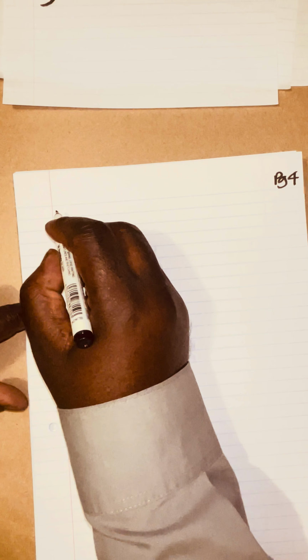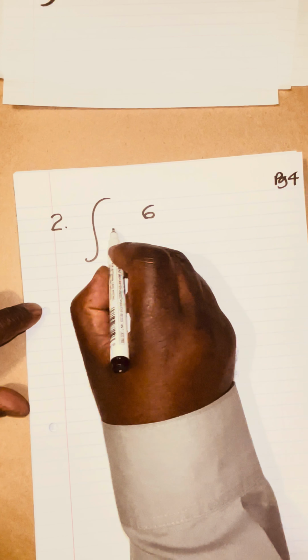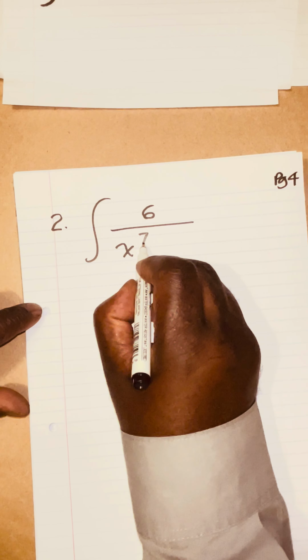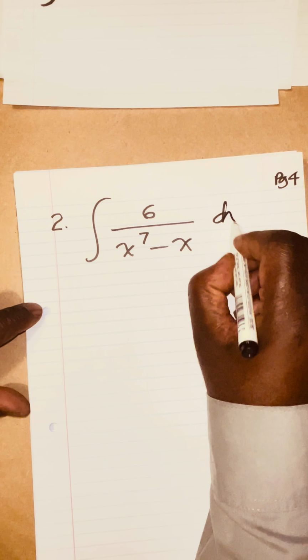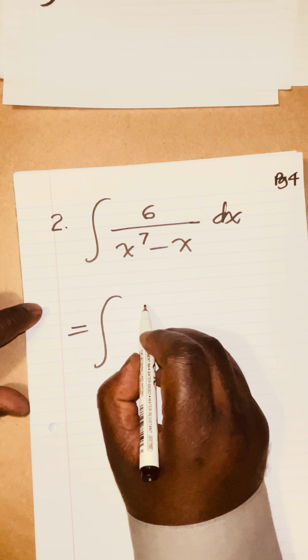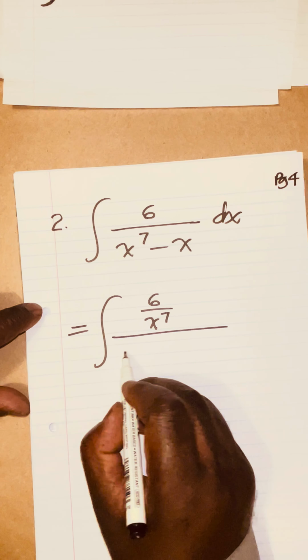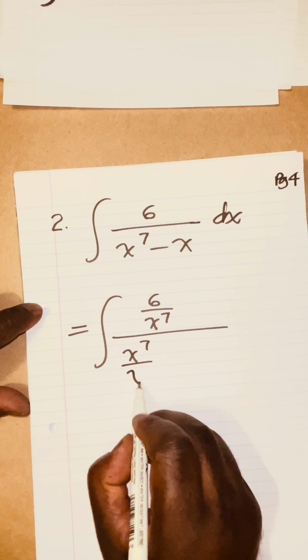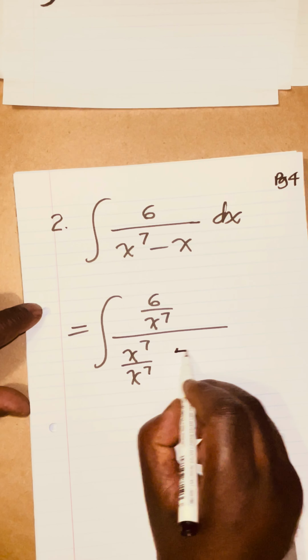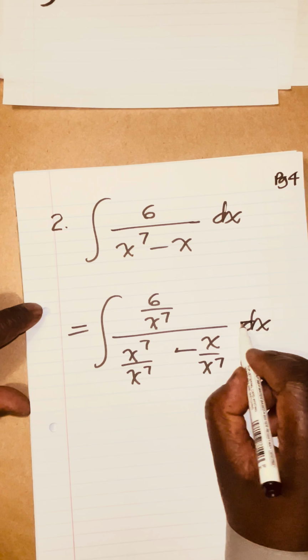So our integral number 2 is the integral of 6 all over x to the power 7 minus x dx. Like I told you, this is the same as the integral of 6 divided by x to the power 7, all over x to the power 7 over x to the power 7 minus x over x to the power 7, and then we have to say dx.